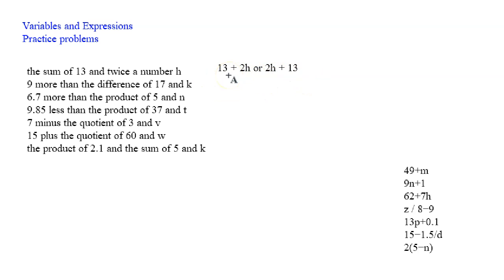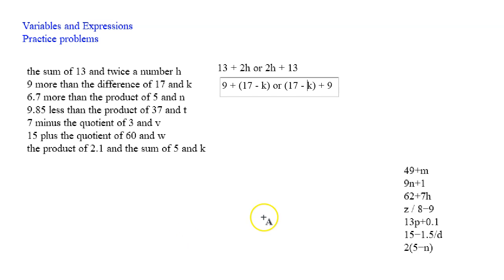We'll talk about this in a future recording, where we talk about the properties of real numbers, and why you can rewrite it forwards or backwards. Addition and multiplication are the only two that do this. Subtraction and division, you have to follow a specific order, like for example with the next one, which is 9 more than the difference of 17 and k.